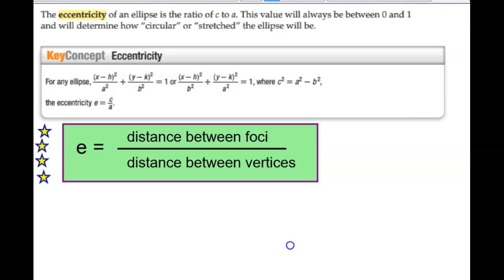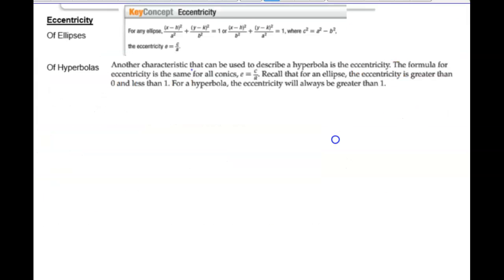Eccentricity of an ellipse is actually the ratio of c over a. Okay? It is the distance between the foci, which is actually 2c, divided by the distance between the vertices, which would be 2a, so it would reduce to c over a. The good news is it's on your reference sheet. Can you find this on your reference sheet somewhere? It's actually right underneath the ellipses, isn't it? Okay. And so what you need to know out of all this is that the eccentricity equals c over a.